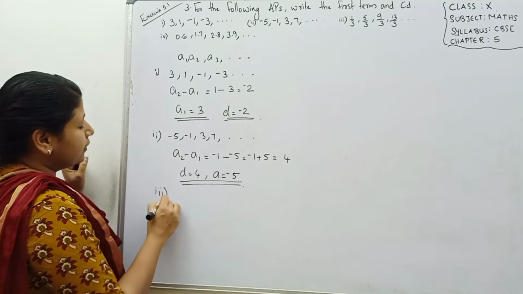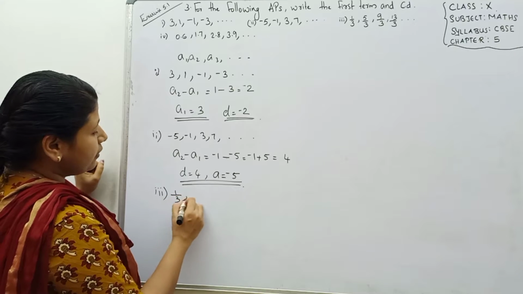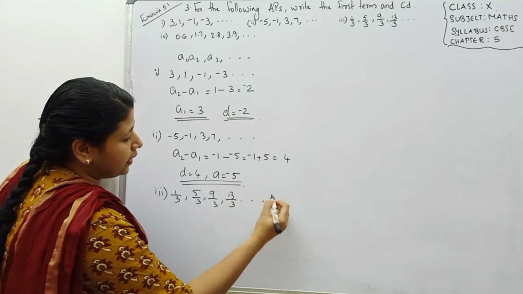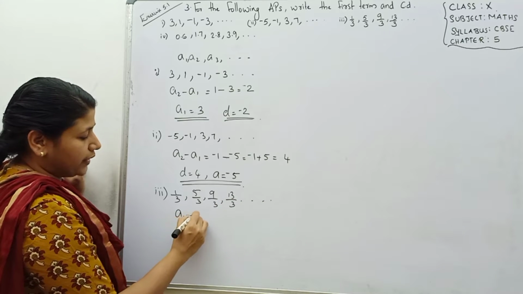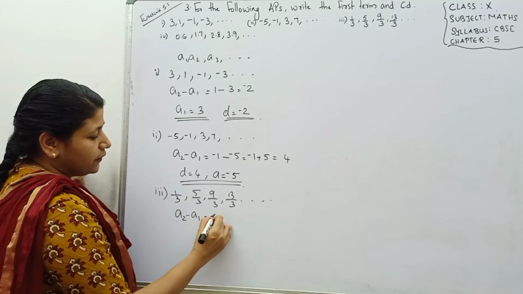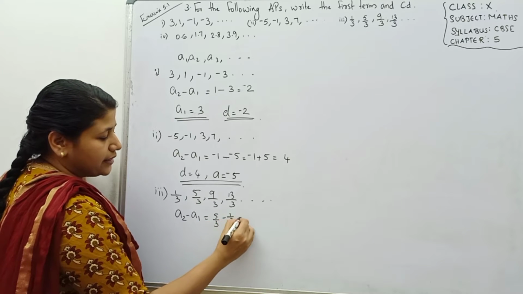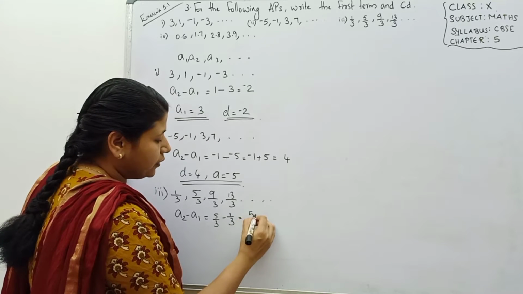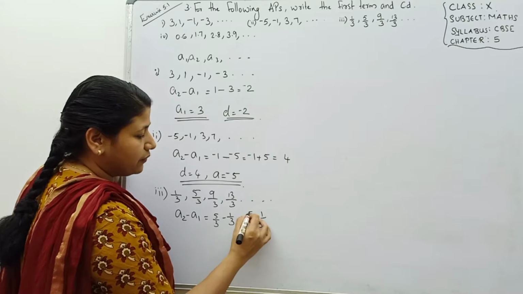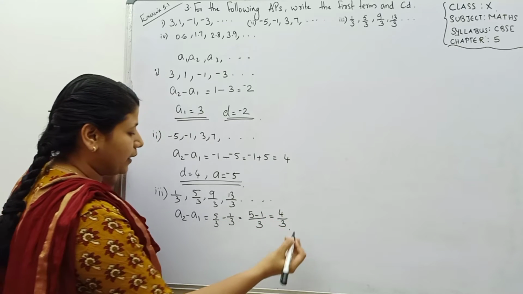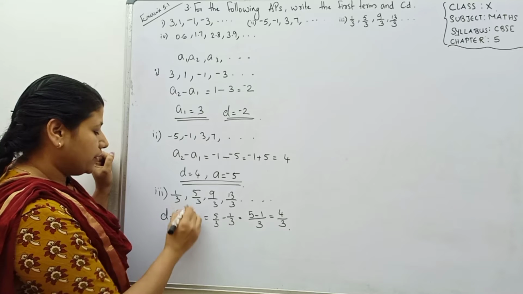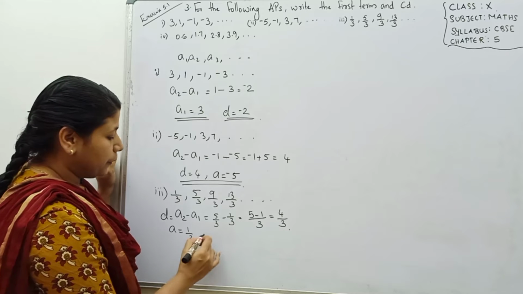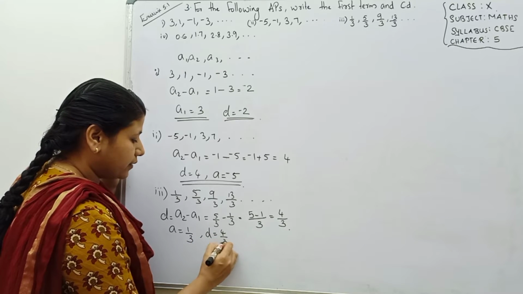And here is the third question, which is 1 by 3, 5 by 3, 9 by 3, 13 by 3 etc. So in this case also you have to find out A2 minus A1. That is 5 by 3 minus 1 by 3. Since the denominator is same, denominator same ആണ്. So it's easy to find out. You can write 5 minus 1 by 3. 5 minus 1 എന്താണ്? 4 ആണ്. So 4 by 3 is your common difference. And what about the first term? A equal to 1 by 3. That means first term 1 by 3. Common difference is 4 by 3.